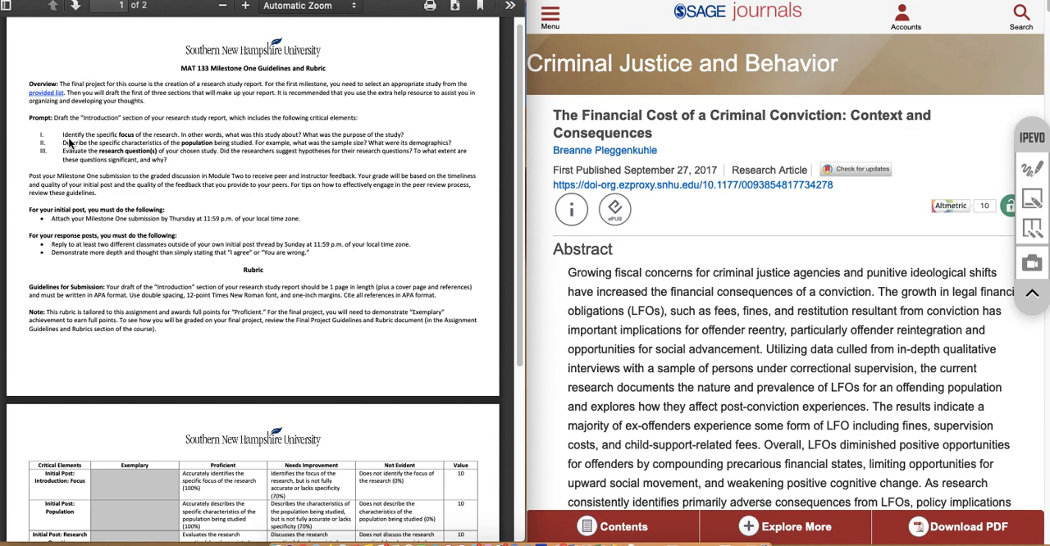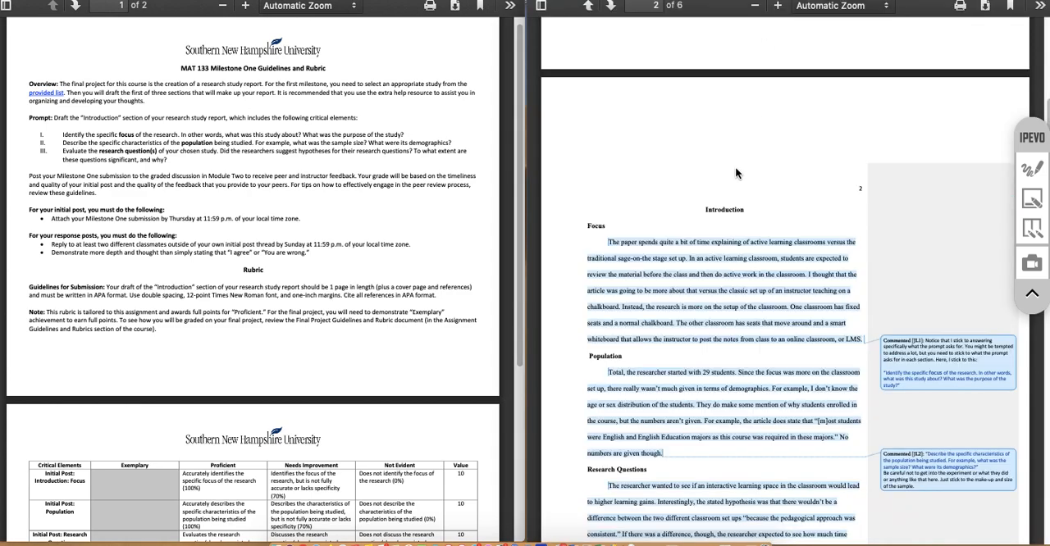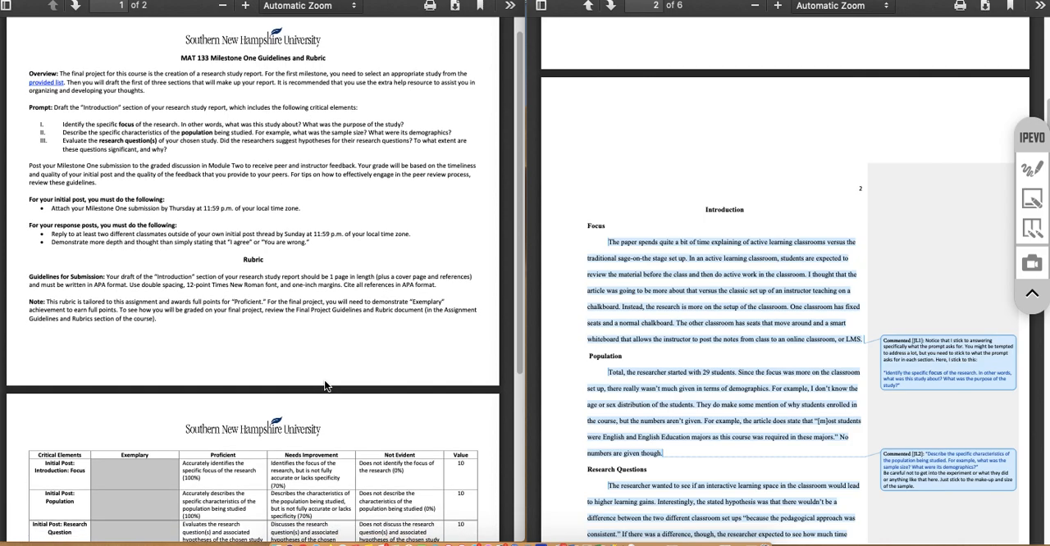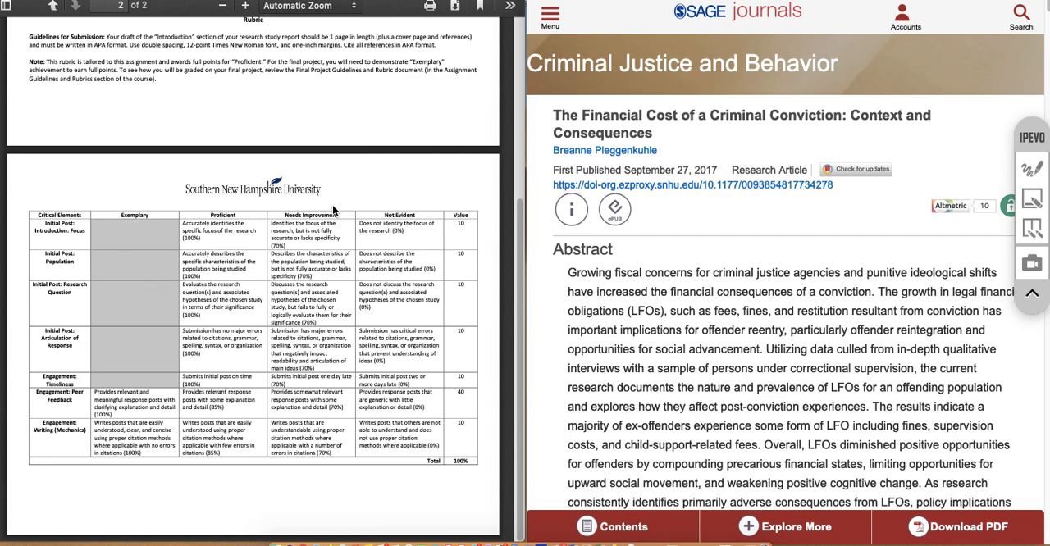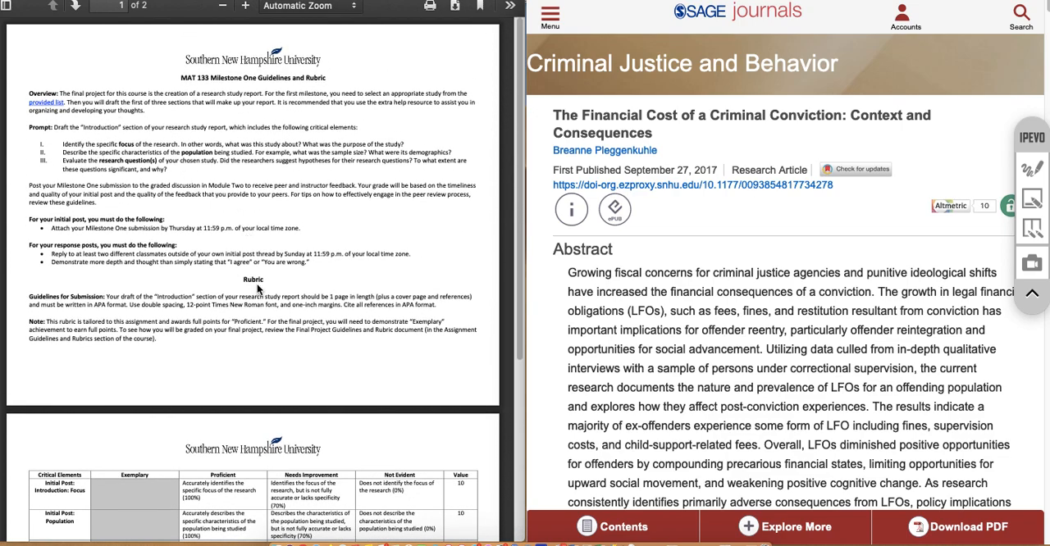So identifying the specific focus. Again, here we go. Introduction is the label here, and then focus, and then a paragraph on focus. And then describe the specific characteristics on the population. Again, you're going to be doing that, so it's all easy to find, and then the research questions. So here, let's go ahead and take a look at the rubric. I recommend throughout writing this introduction and different milestones that you're always looking at the rubric, making sure everything's covered, always looking at the prompt.